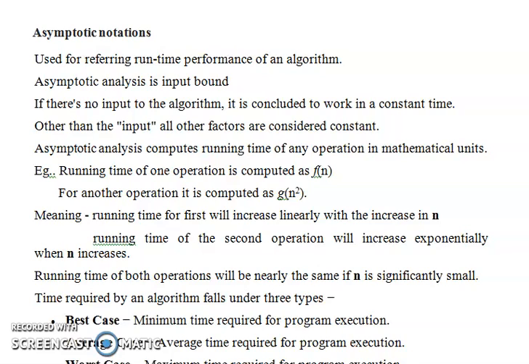So one such calculation can be done over the time consumption. For that we will be using asymptotic notations. These analyses are input bound, meaning that when there is no input to the algorithm, the time complexity is considered as 1 or constant. When there is input, it varies. For its measurement, we use asymptotic notations.